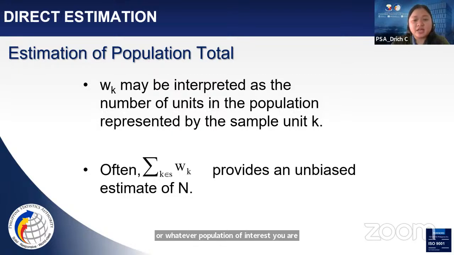For our case, since the Family Income and Expenditure Survey is made to represent the Philippines at the national level, when we get the sum of our weights, we get the total number of households in the Philippines for that specific reference period when the survey is conducted, wherein the basis of our N is the population projection for the years that the census is not being conducted.